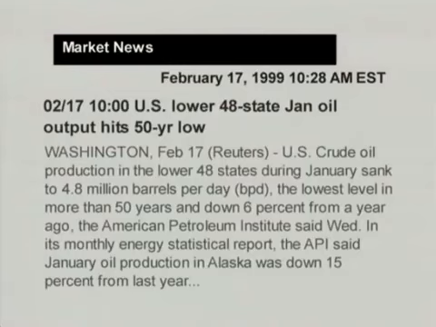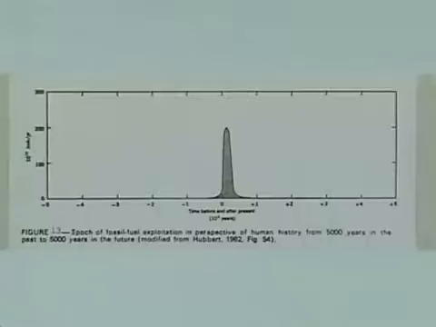You've seen the figures. In 1999, U.S. lower 48 state January oil output hit a 50-year low, exactly what you expect as you're going down the right-hand side of the Hubbert curve. And one of Dr. Hubbert's favorite graphs is this one. It's on a time scale from 5,000 years ago to 5,000 years in the future, and the age of fossil fuels is a little blip in the middle of the screen.